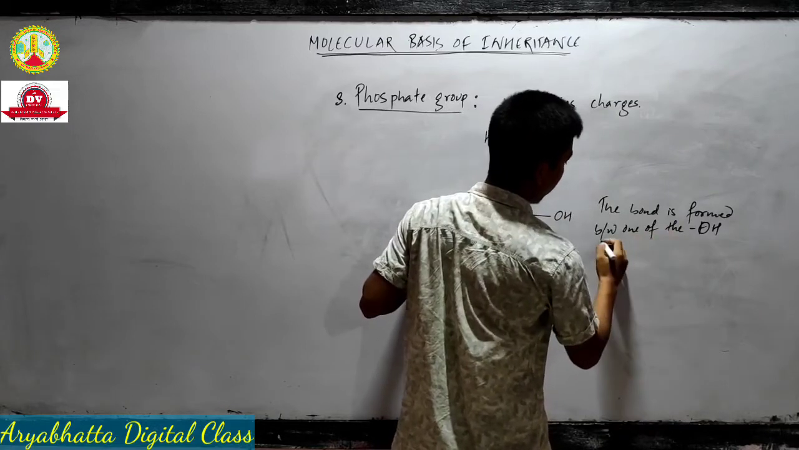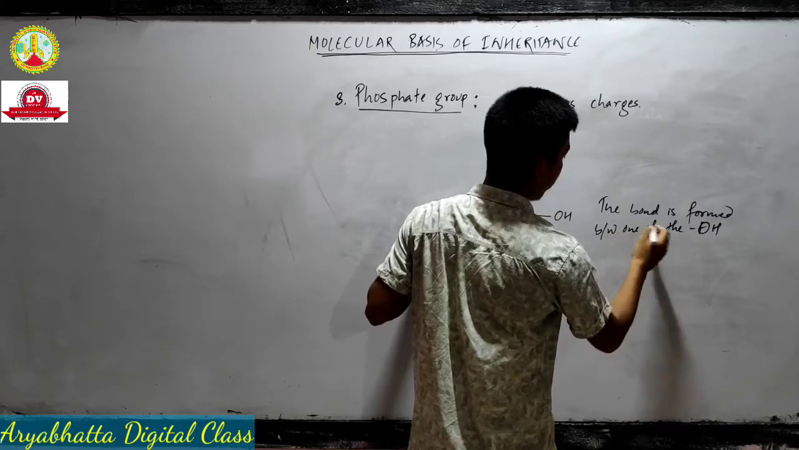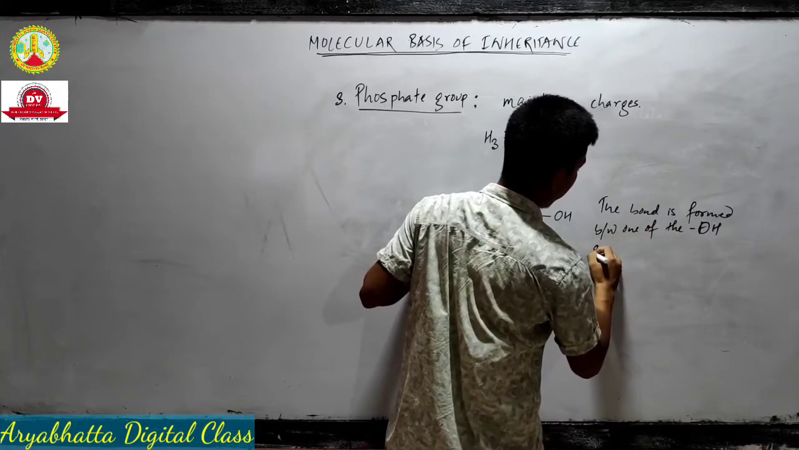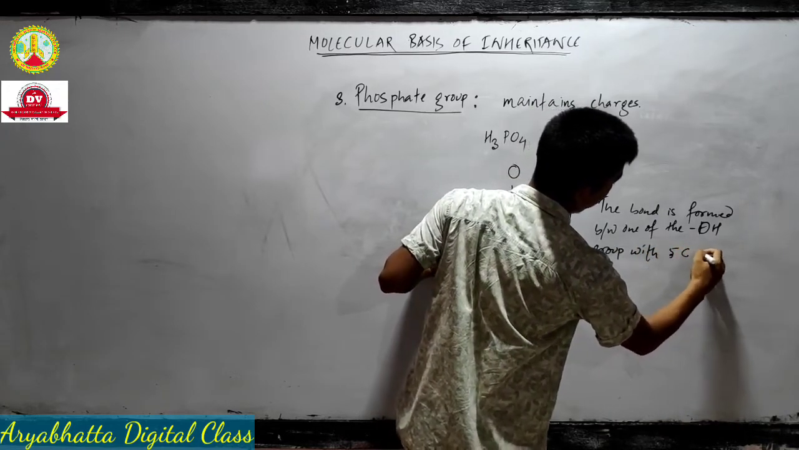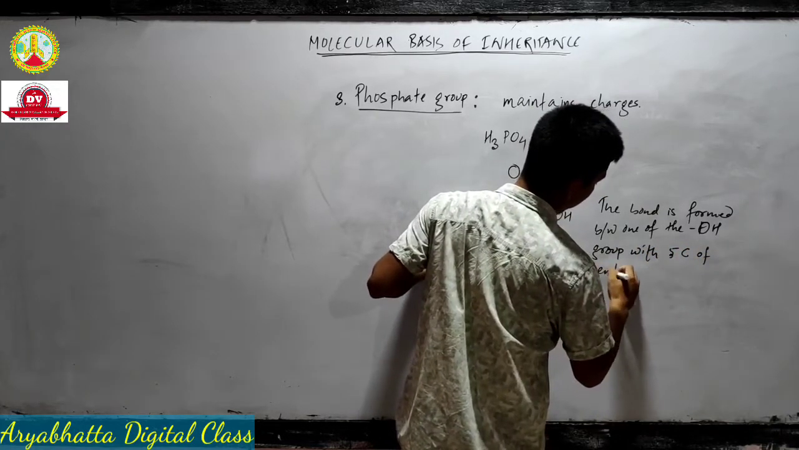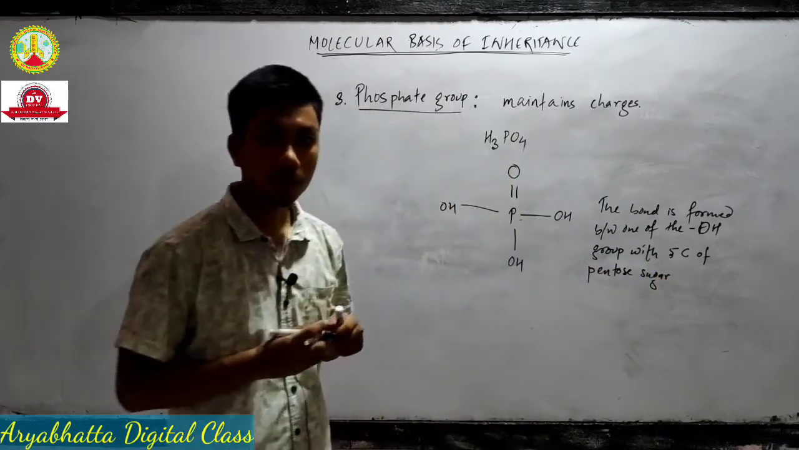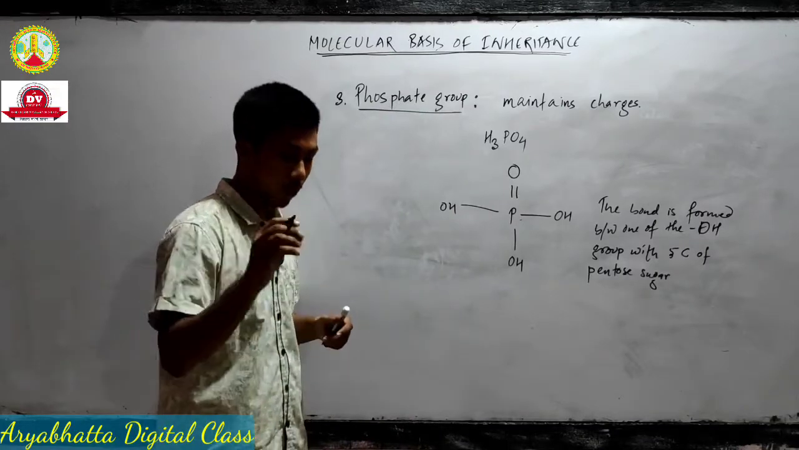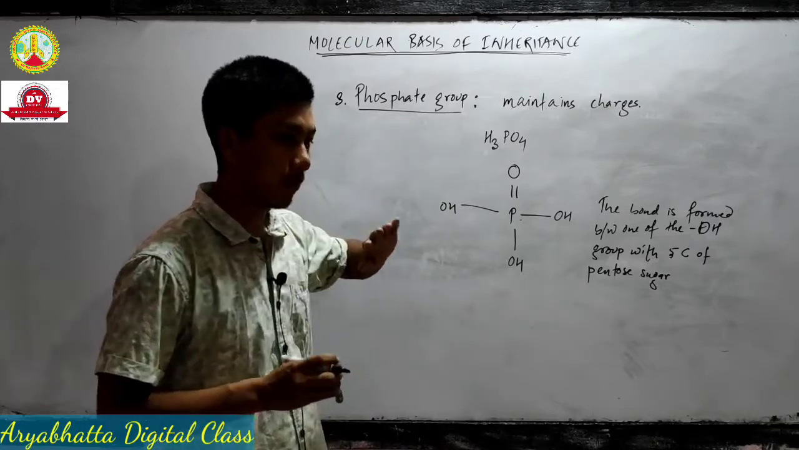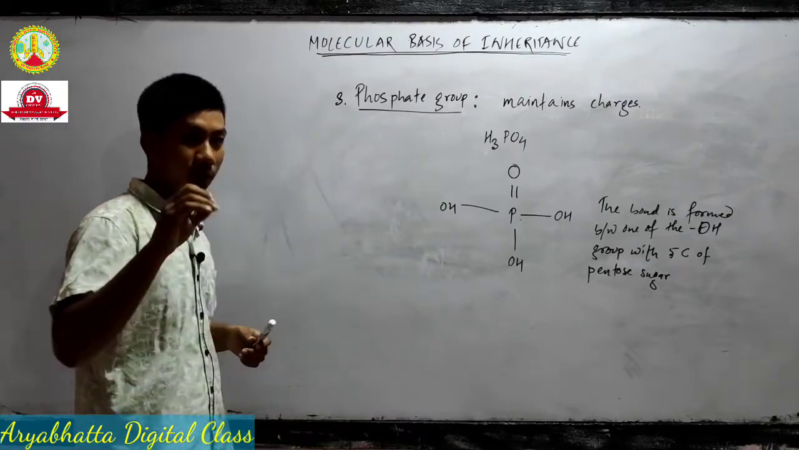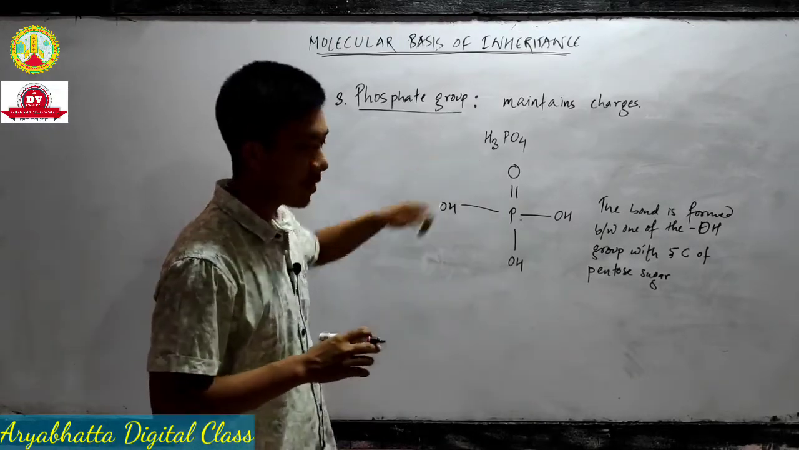So between one of the hydroxyl group, the bond is formed between one of the hydroxyl or functional group with 5 carbon of pentose sugar, ठीक है। And that bond we call a phosphodiester bond, okay. So this is about phosphate group. So phosphate group, what they do, it helps in maintaining the charged particles among all the molecules. So the formula is H3PO4.